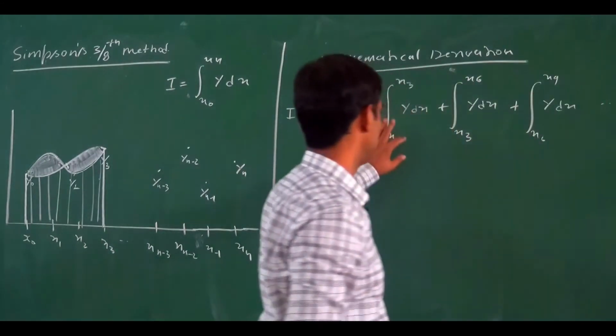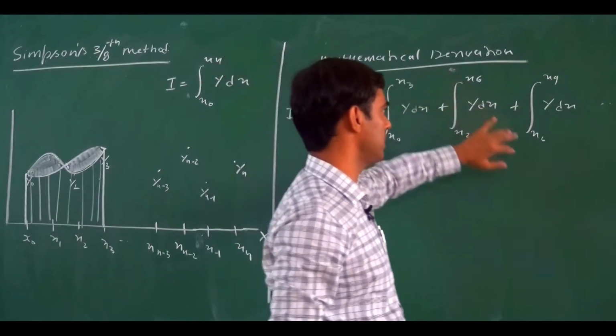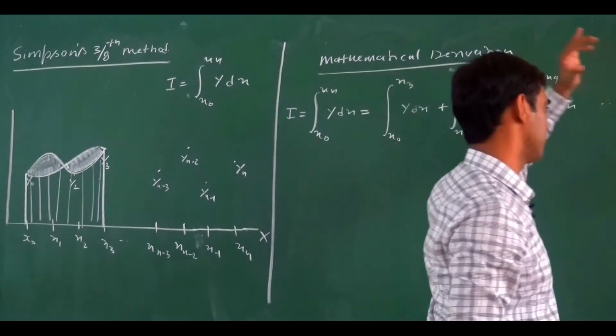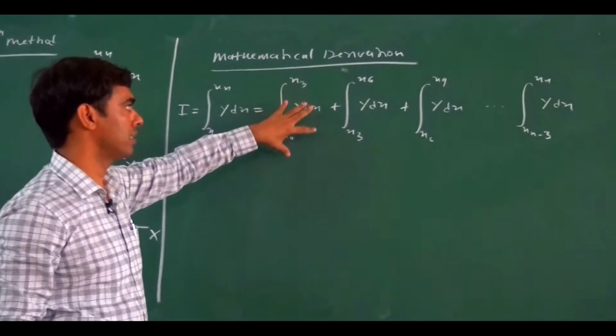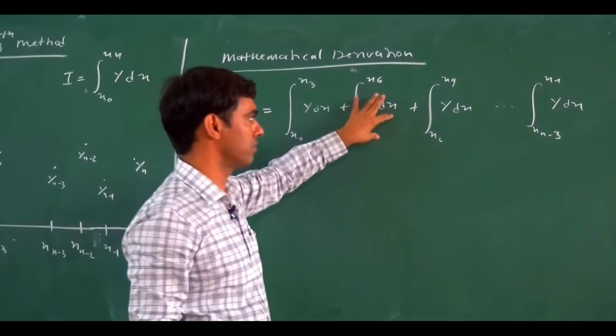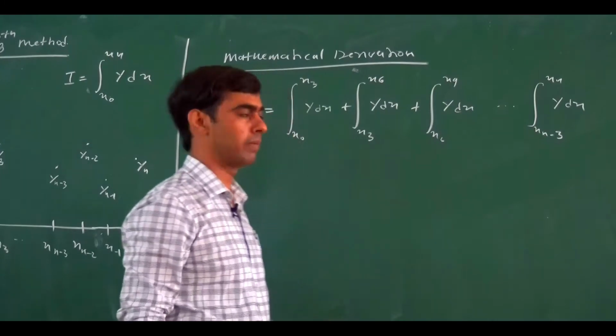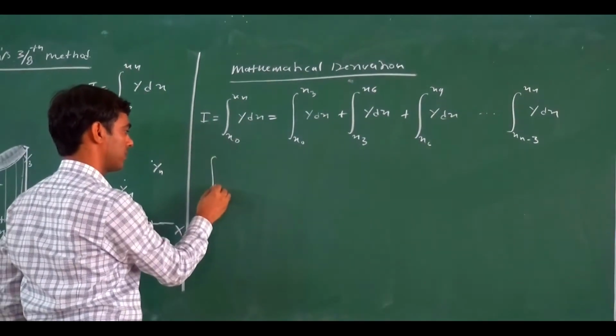So first we find the integration from x0 to x3, then x3 to x6, x6 to x9, then xn minus 3 to xn. First we find the integration of this one, and in a similar manner we write the integration of this one, and the last one. So what is the integration of x0 to x3?